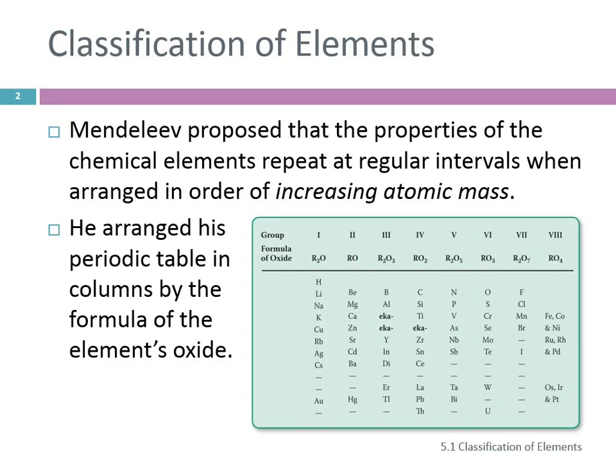He said, well, let's put them in order from smallest to largest, and then he noticed that there were common things that repeated. And then he arranged those into a table where the columns, what they had in common was that the formula of that element with oxygen was the same. So hydrogen, and then lithium, beryllium, boron, carbon. There's blanks here because those hadn't been discovered yet.